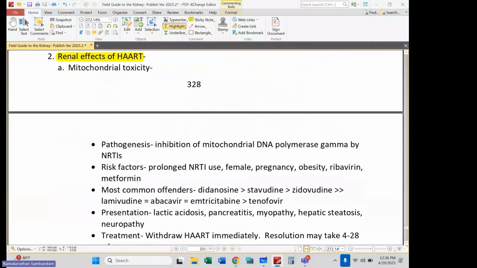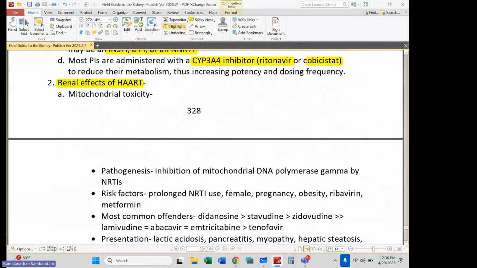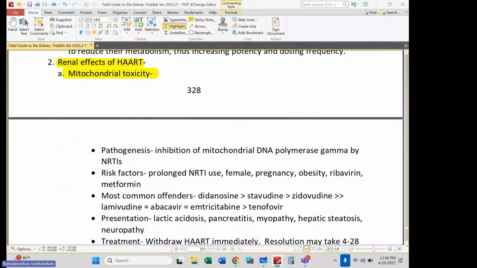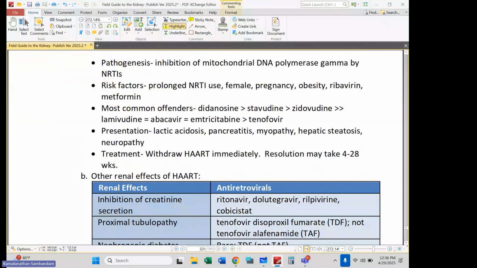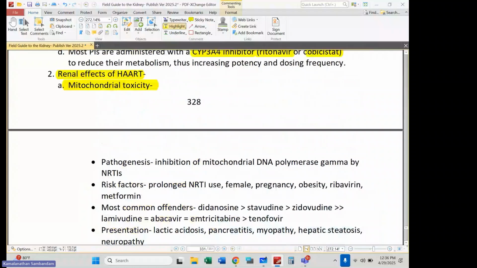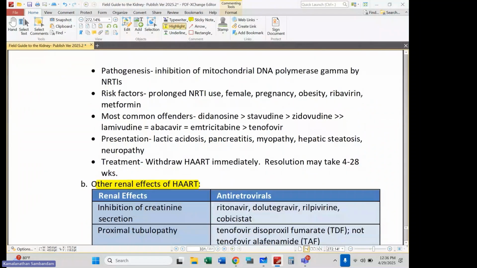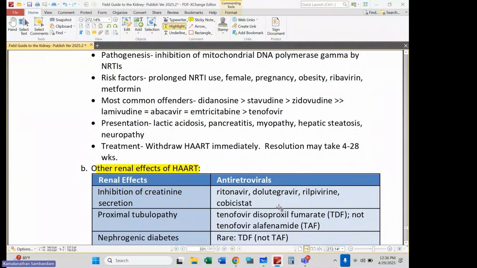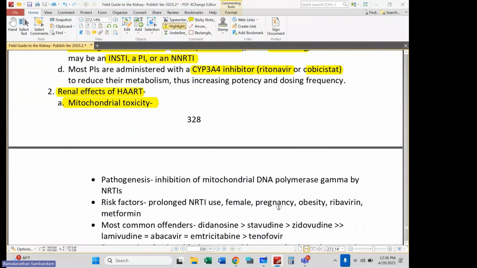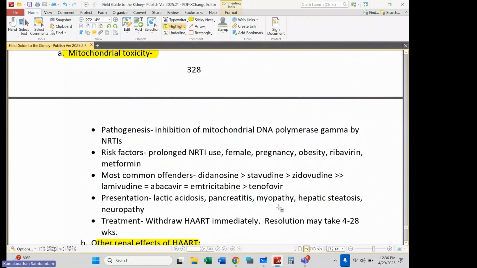Okay, the renal effects of HAART. There are primarily two broad categories that I'm going to highlight. I'm going to say other for one of those categories, sort of a big wastebasket of possibilities, which I'll get to, and then the mitochondrial toxicity. So let's go over this phenotype of mitochondrial toxicity that you can see with these patients who are on HAART therapies. Well, the pathogenesis revolves around these nucleoside reverse transcriptase inhibitors inhibiting mitochondrial DNA polymerase.